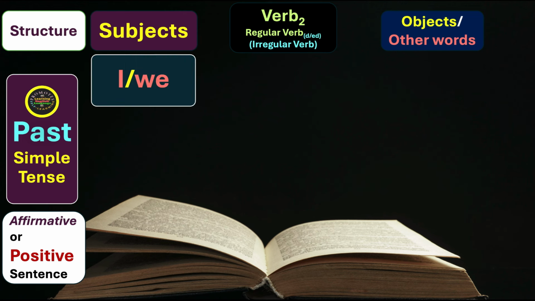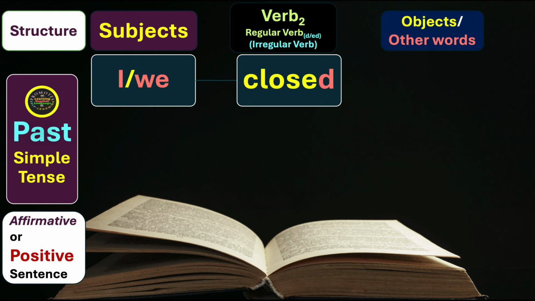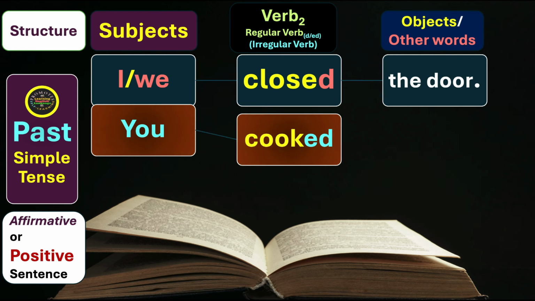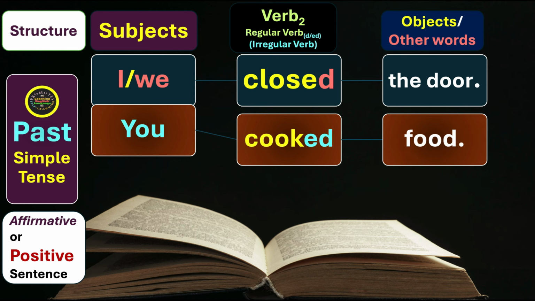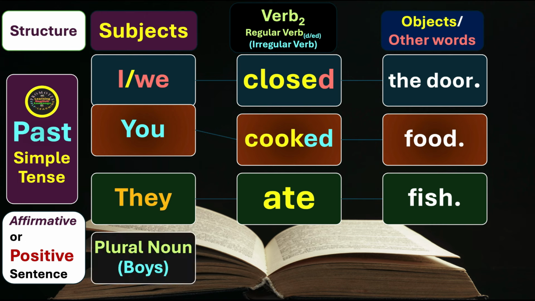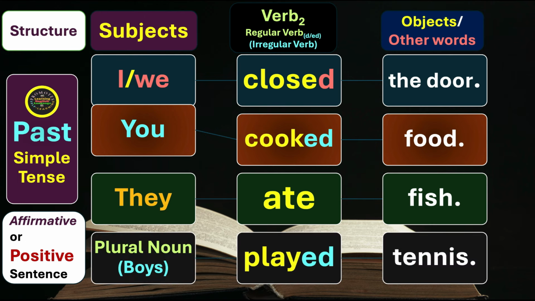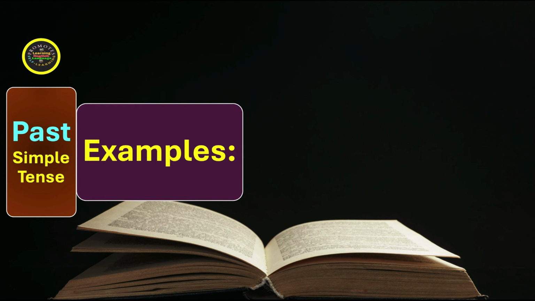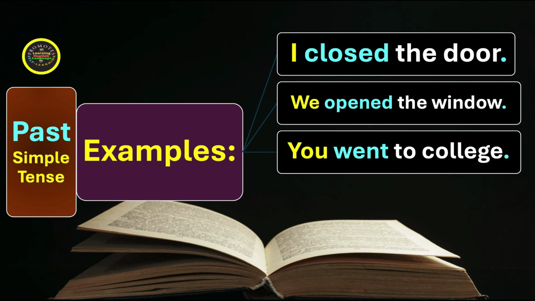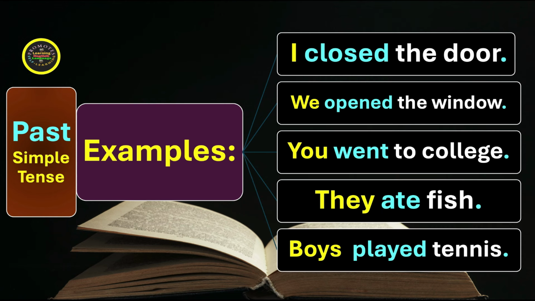We have the subjects I or we, verb closed, we add d with this verb, and then we have the object. Likewise, you cooked, here we add ed, and then we have the object. Then we have the subject they, ate fish, or a plural noun, boys, girls, students, played tennis. We continue with examples of past simple tense in the affirmative, like I closed the door, we opened the window, you went to college, they ate fish, boys played tennis.